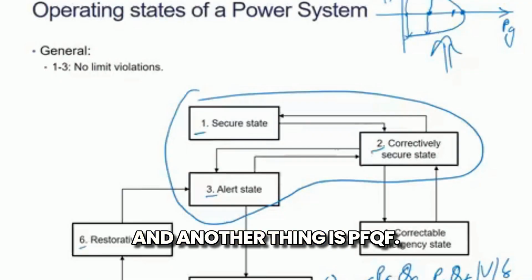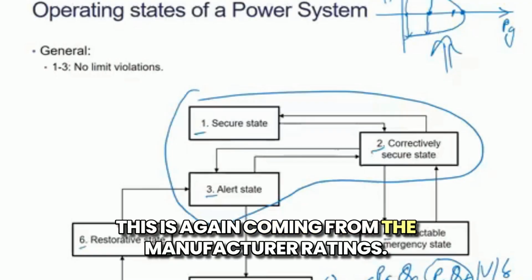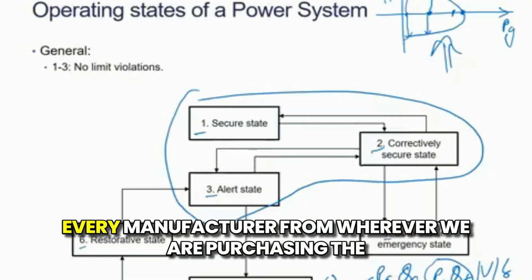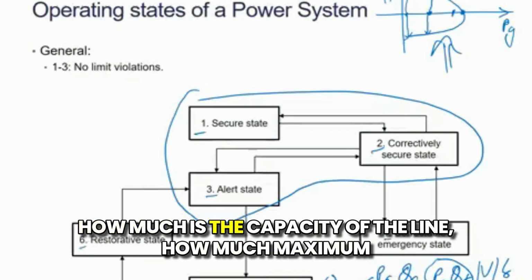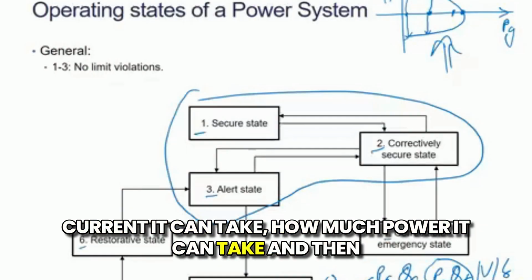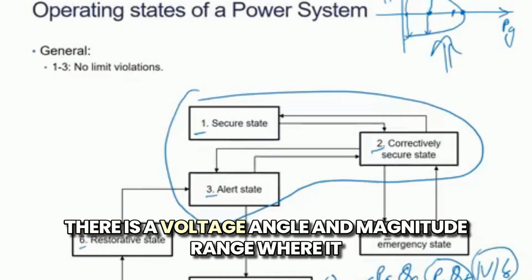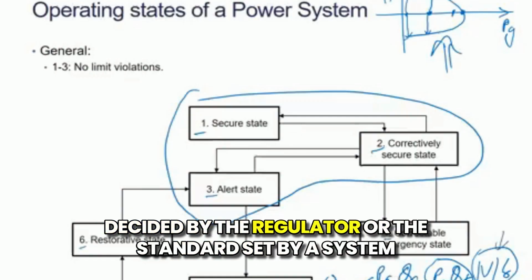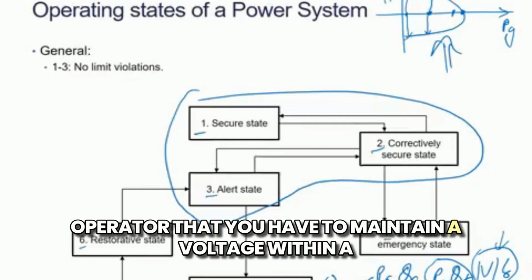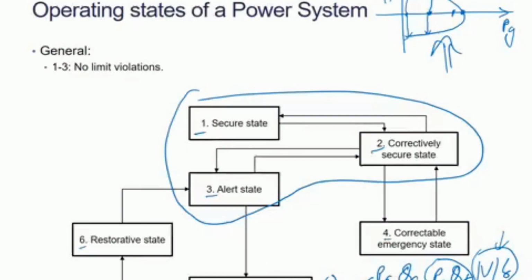Another thing is PF QF. This is again coming from the manufacturer ratings. Every manufacturer from whom we are purchasing the transmission lines gives a manufacturer rating: how much is the capacity of the line, how much maximum current it can take, how much power it can take. And then there is a voltage angle and magnitude range within which it should remain. This is decided by the regulator or the standard set by a system operator, that you have to maintain the voltage within a particular range.